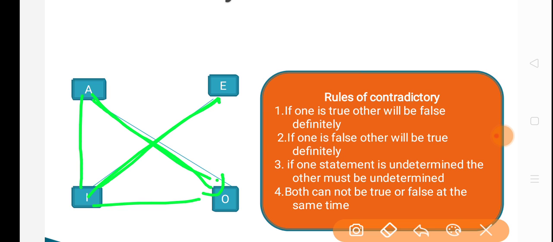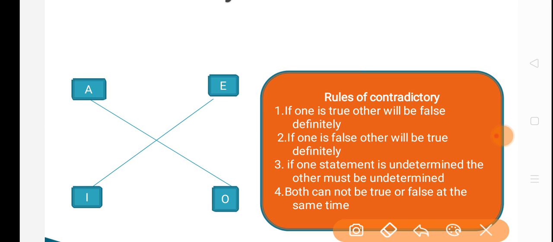Here also we can construct the box. There are some rules for contradictory statements. First, if one is true, the other will be false definitely. This is the relation between contradictory statements. Then next, if one is false, the other will be true definitely, because it's in the opposite direction.